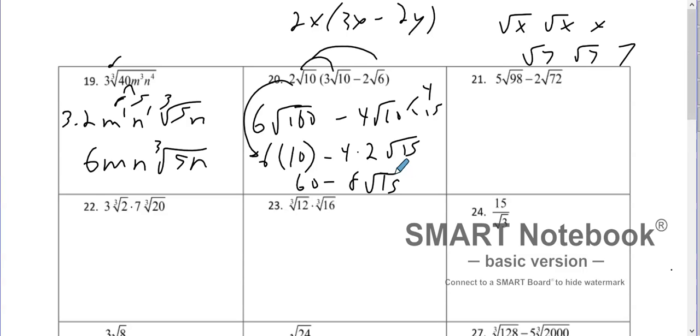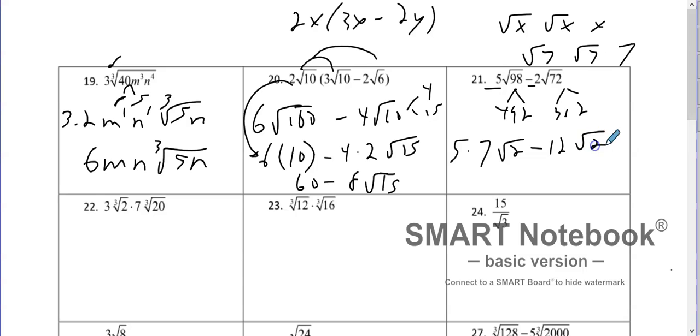Okay, off the bat, 21, you cannot combine them because they're not the same radicals. But if we simplify them, maybe they will be. So, 98 breaks down to 49 and 2. 72 breaks down to 36 and 2. It's going to work out. Don't forget about these guys. So 5 times the square root of 49 is 7, radical 2. Minus 2 times the square root of 36, which is 6, is 12, and the radical 2. I can put these together. This is 35. So 35 minus 12 is 23 radical 2.